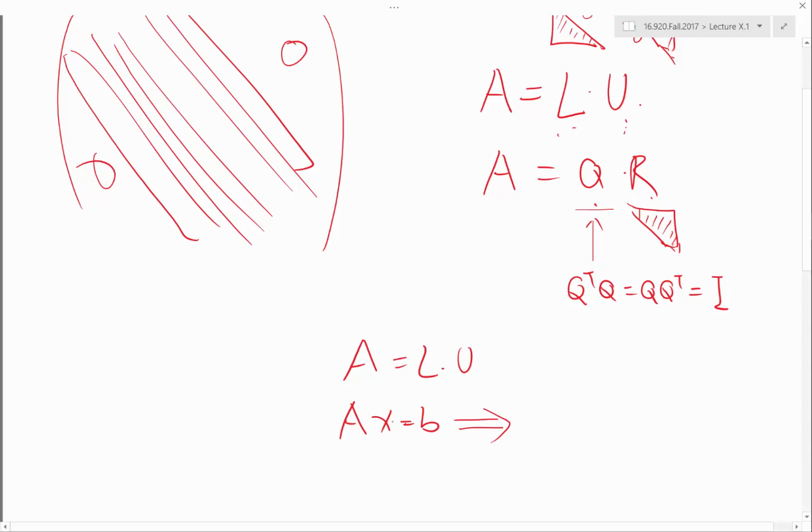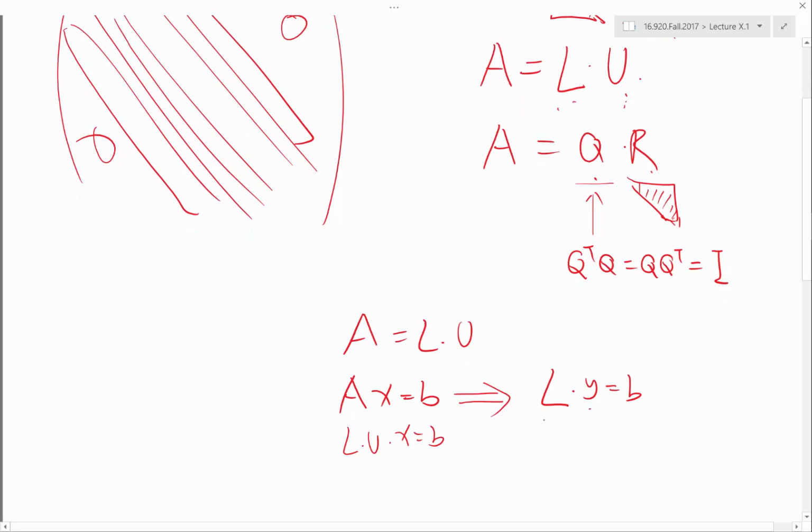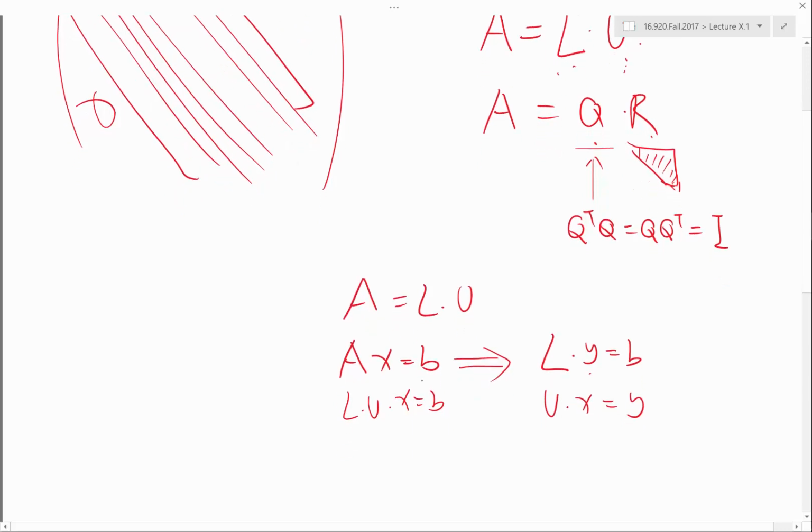AX equal to B is basically L times U times X equal to B. So if I want to solve that problem, I can first solve L times Y equal to B. Because L is easy to invert, this is easy to solve, right? And once I have that Y, I can solve another problem, U times X equal to Y. By just doing these two problems sequentially, I basically solved A times X equal to B, right?